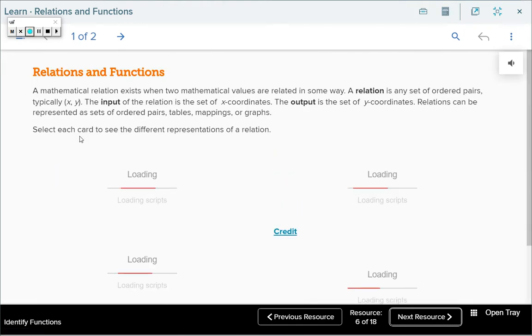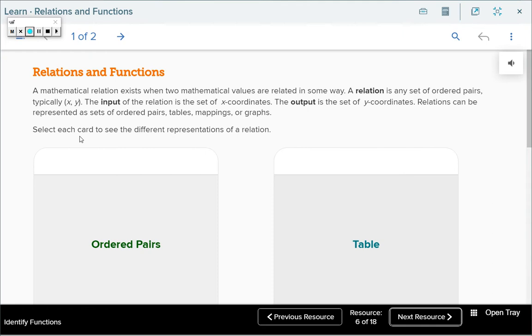Okay. A mathematical relation exists when two mathematical values are related in some way. A relation is any set of ordered pairs, and typically that's x, y. The input of the relation is a set of x coordinates. The output is a set of y coordinates. Listen to what I just said. The input is the x coordinates on a graph. The output is the what?